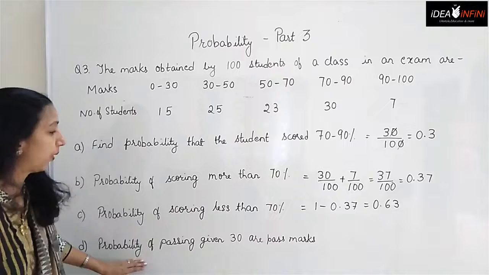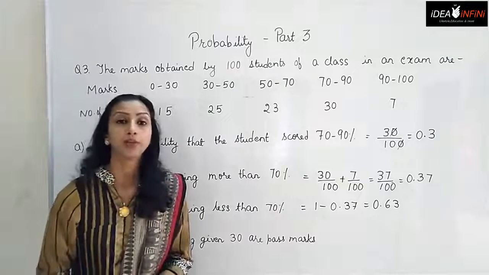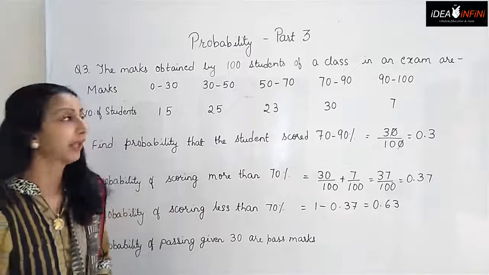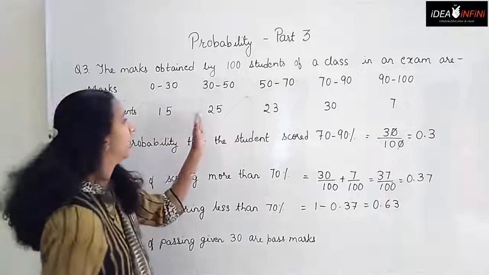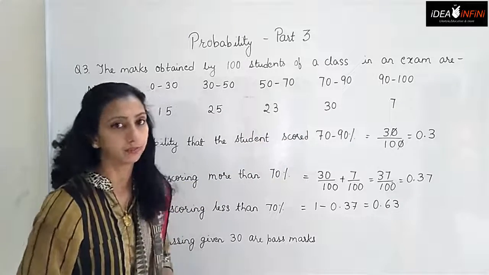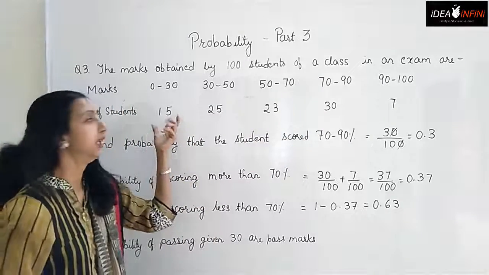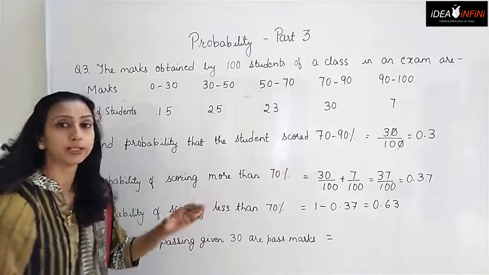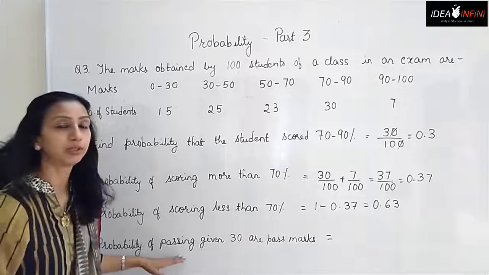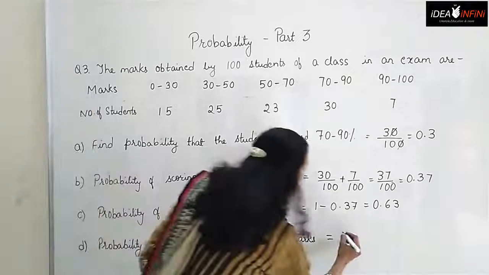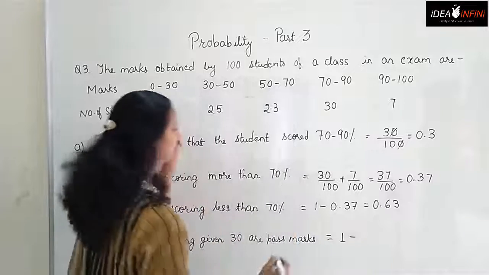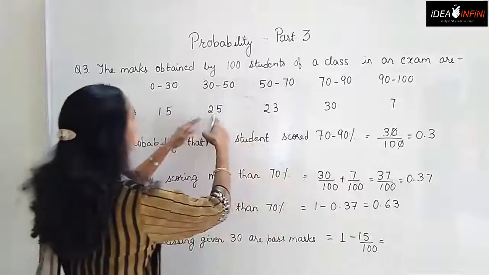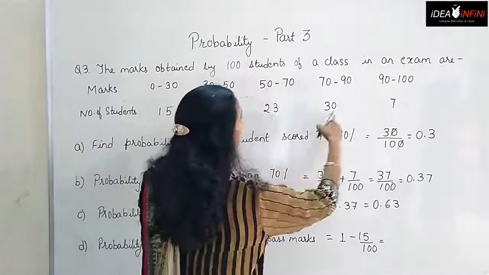Now the last part is probability of passing. Probability of passing, given that 30 is the pass mark. So we have to be very careful here. 30 is the pass mark, so from here onwards, people are passing. So less than 30, that means 0 to 30, will be the probability that students are failing. And we want to find out the probability of pass marks. So what we can do is 1 minus 15 by 100. Because as I said, either I add them up, 25, 23, 30 and 7.